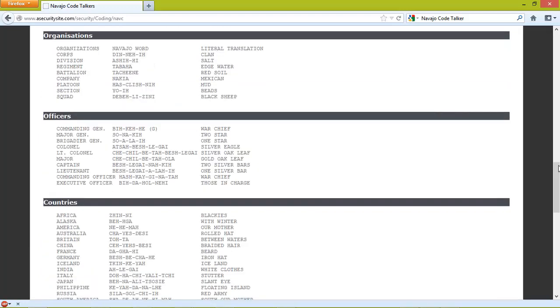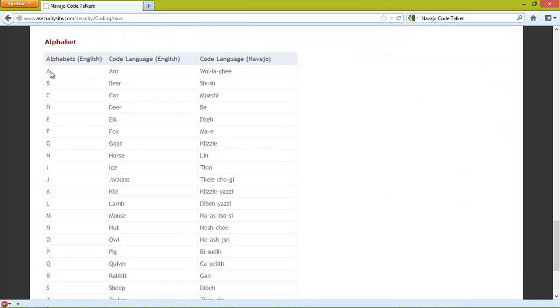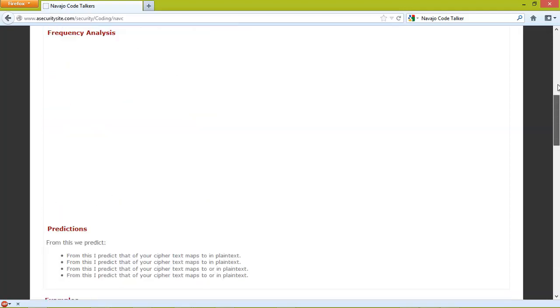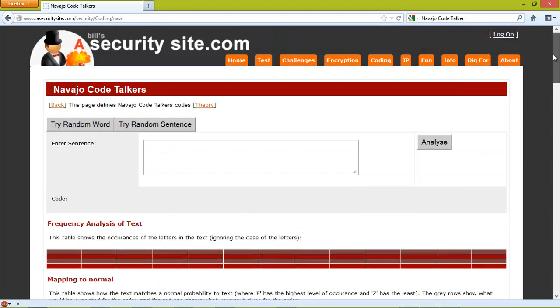With words that weren't part of this standard dictionary, then they would revert back to an alphabet. So in this case we have an A, and within an English equivalent we have an ant, and the equivalent was this here. So if the word wasn't in the dictionary, then it was possible for the code talkers to actually spell the code out in their native language. There was about 420 of these code talkers that were trained, and they served in places like Iwo Jima and in other places in the Second World War.